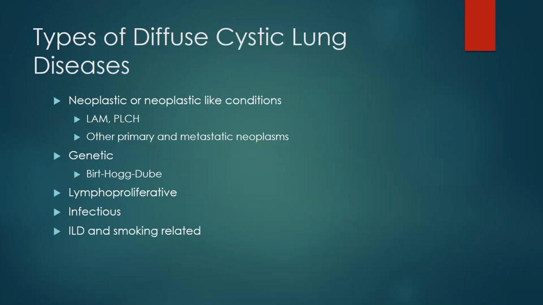So with diffuse cystic lung diseases, there are a few different categories with different disease processes going into each of them. The most common being neoplastic or neoplastic-like conditions, with what we'll be talking about today being LAM, pulmonary Langerhans cell histiocytosis, and then other primary and metastatic neoplasms. Genetics, where we'll talk about Birt-Hogg-Dubé, lymphoproliferative processes like LIP, amyloidosis or the like, and then infectious, and then ILD and smoking related, and then others.